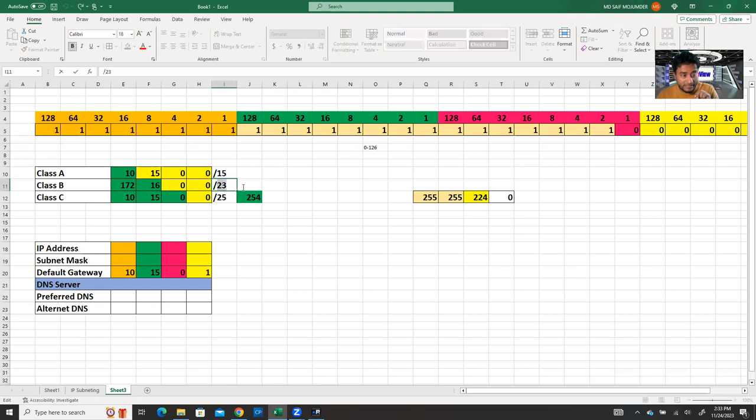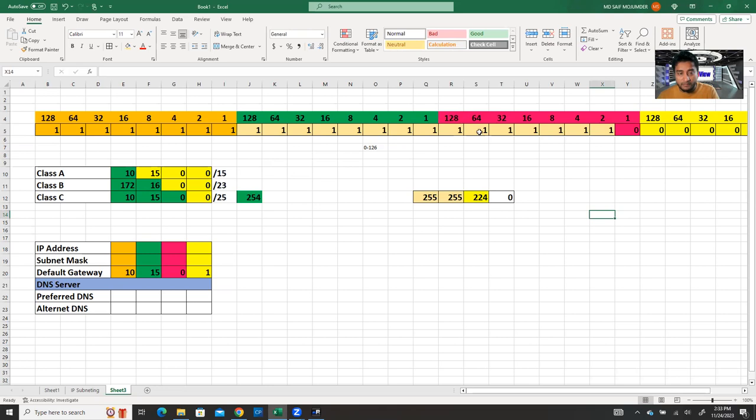So if it is /23, that means it seems like it's class B, but you have to borrow some bits. Class B is actually 16 bits, but you have extra, right? So you have more for network. So you have to borrow from your second octet. So how many bits do you borrow? 7 bits you borrow from the second octet.